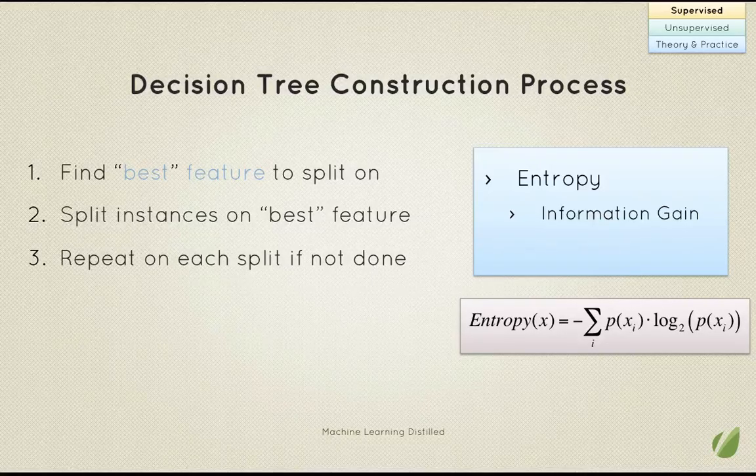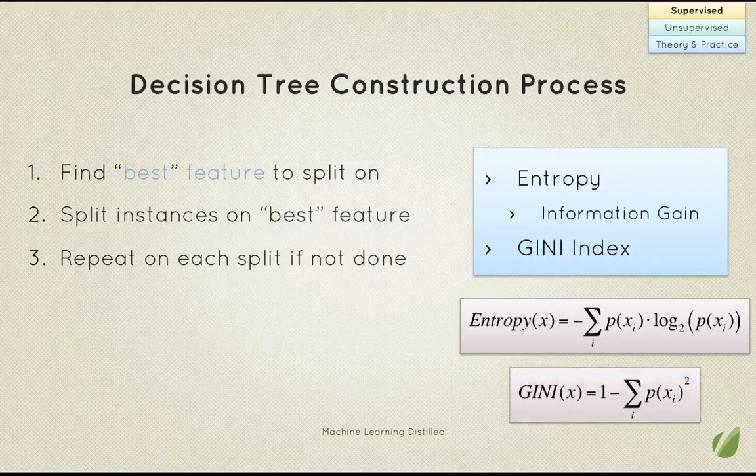There's another metric that's used to choose the best feature. In some algorithms, it's called the Gini index. This is a way of determining the impurity of a set. So it's very similar to entropy, but it's a different way of computing it. And this is the formula for the Gini index. So using one of these methods, we're going to find the best feature, the best column in the data set that we should split on.